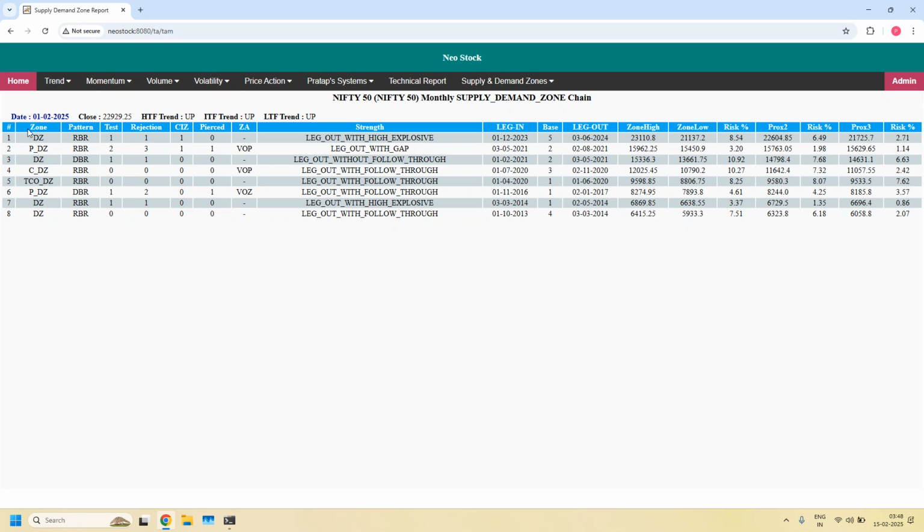See, always look into the zone column to find the high liquidity zones. Look into the pierced column to find the pierced zones. Always look into LTF trend to find the trend of the current time frame you have selected. This is how you should understand the remaining supply demand zone chain reports. And also don't forget to pause the video when you are moving from one report to another report, because I am giving you very few seconds time to watch the report.